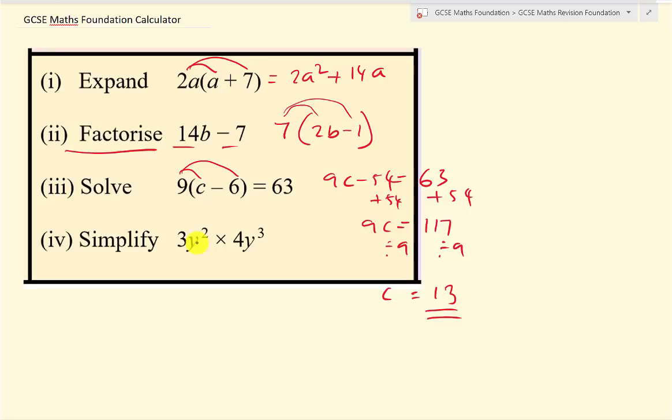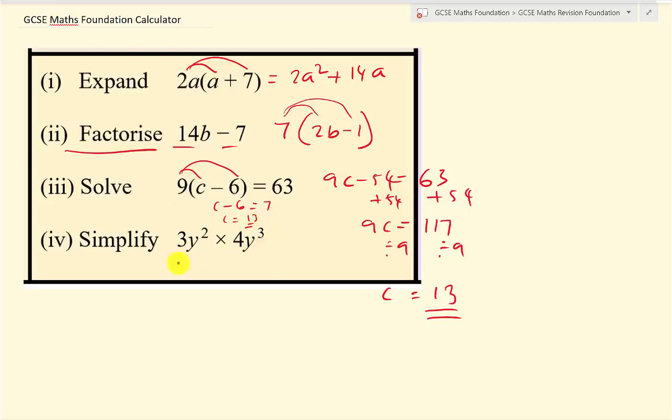The other way to do this is divide by 9 on both sides. So that'll give us c minus 6 is equal to 63 divided by 9, which is 7. And add 6 on both sides. So that will give us c is equal to 6 add 7, which is 13. So that's probably the quickest way to do it.